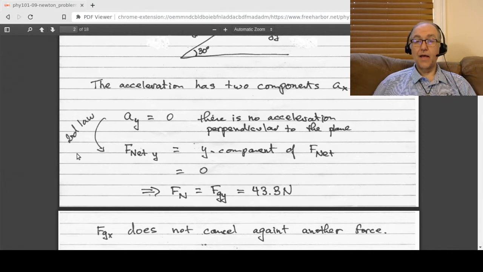By the way, I wrote second law here, but a minute ago I said the first law. Remember, the first law is just a special situation of the second law. So I usually think in terms of the second law. Even in the second law, if there's no acceleration, then there's no F net. So that's the story with the y component.